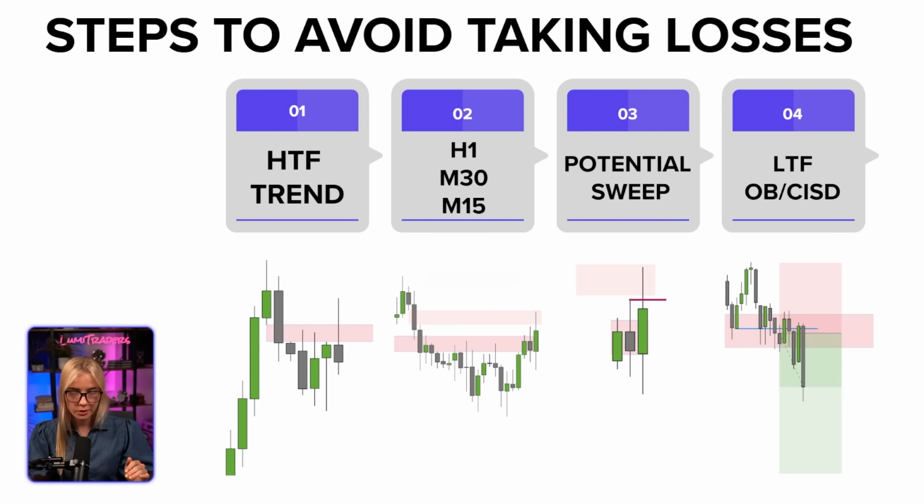First step, high time frame trend, weekly, daily, 4-hour chart. Second step is hourly, 30-minute or 15-minute PD array. Third step, potential sweep after we hit hourly, 30-minute or 15-minute PD array. And last step, lower time frame order block, changing the state of delivery.